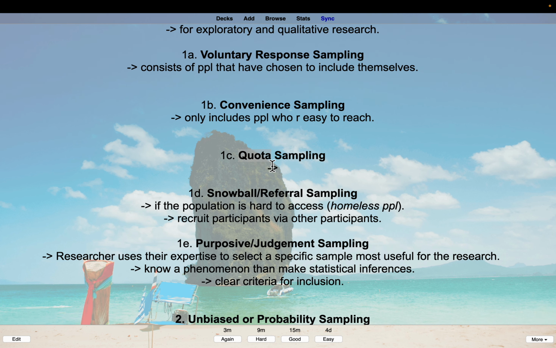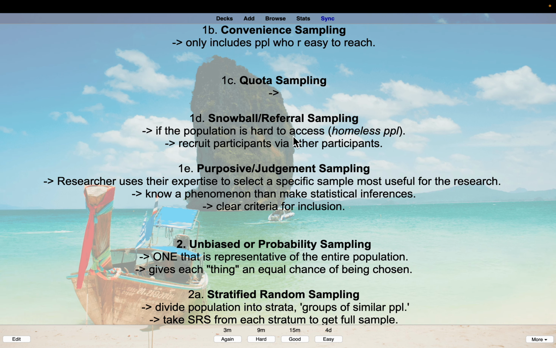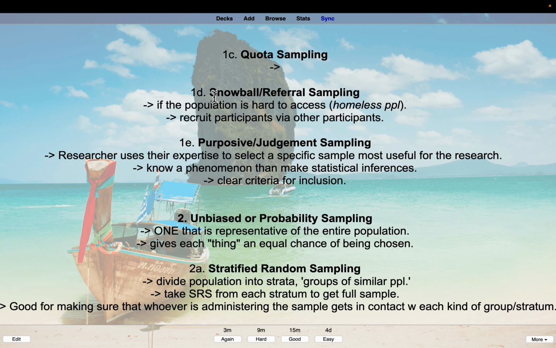Quota sampling, I didn't put any definition here. Good luck. Try to find a definition on your own. I blame myself. The person who made this more than a year ago is the same person as me. I didn't know. Wait, there's no definition there.